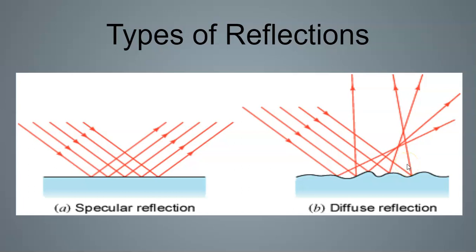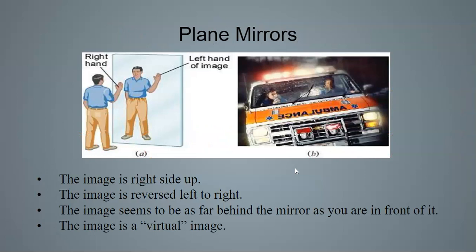So as the angle of the surface changes, the normal line changes, and that makes the lines go off in all kinds of crazy directions. But if it's a nice smooth surface, the normal lines are all perpendicular to that flat surface and everything goes out parallel. All right. With plane mirrors, you know that the image is left-right reversed, but not up-down reversed.